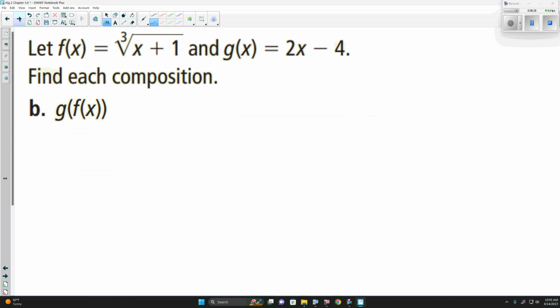Now, if we look at this one here going the other direction, g of f of x, well, the first thing we need to do is plug x into f of x, or really just replace f of x with its function, cubed root of x plus 1.